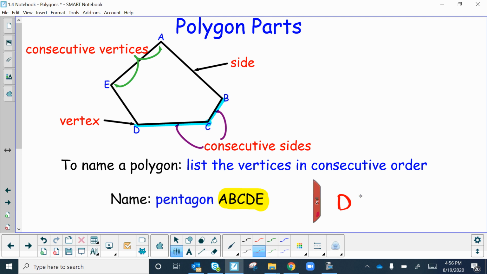So you could say D, C, B, A, E. So polygon DCBAE is another way to name that polygon. So you can start with whatever letter you want. You can even go in reverse order. You could say D, E, A, B, C. So as long as you start with a vertex and then go in consecutive order.